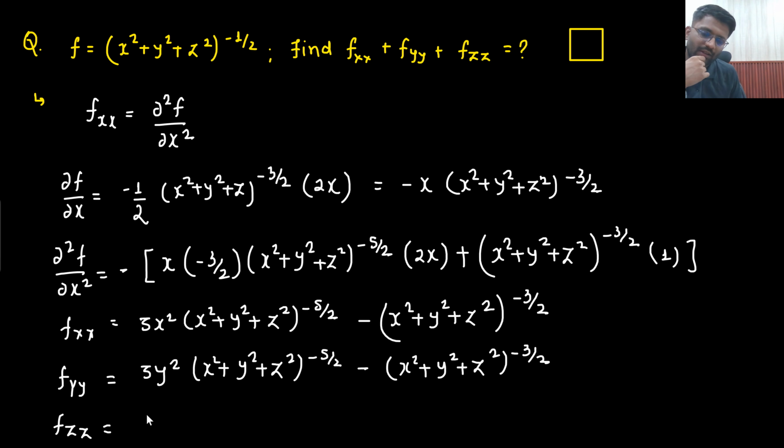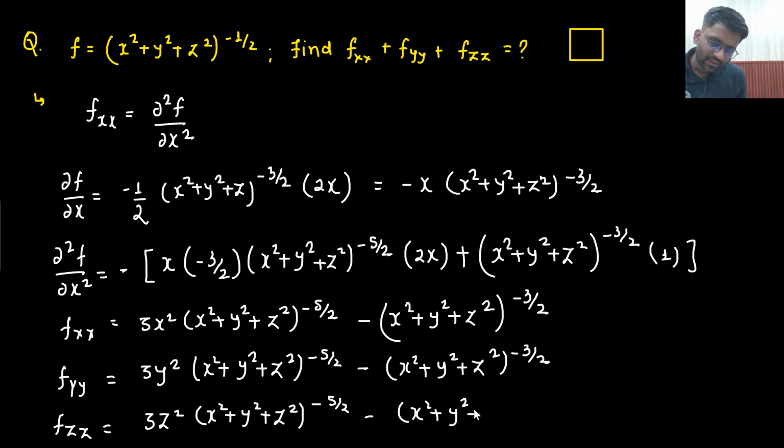And what will be f(z)(z)? f(z)(z) will simply come out to be 3z square, because there is a symmetry, no? X square plus y square plus z square is coming as it is. In place of x you put y, in place of y you put x, in place of z you put z only. Basically you interchange them. In place of x you put y, in place of y you put z, in place of z you put x. You will get the same expression. That means f(x)(x) is coming like this, then f(y)(y) will come like this, f(z)(z) will come like this only. Right? There is a symmetry here. Z square to the power minus 5 by 2 minus x square plus y square plus z square to the power minus 3 by 2.